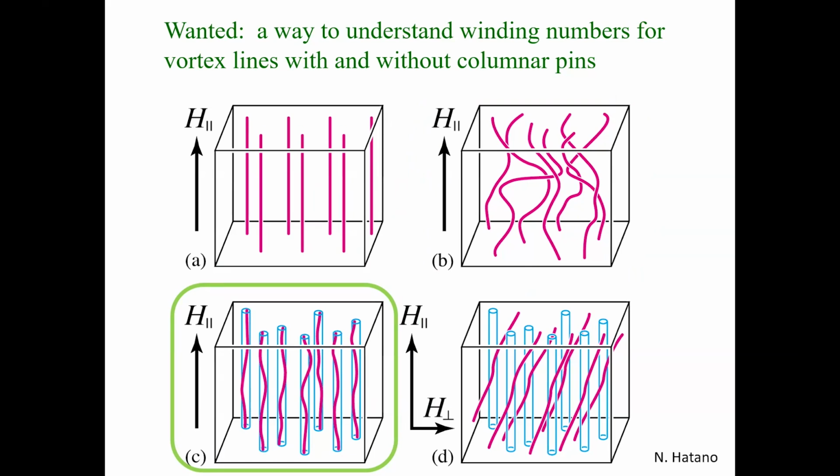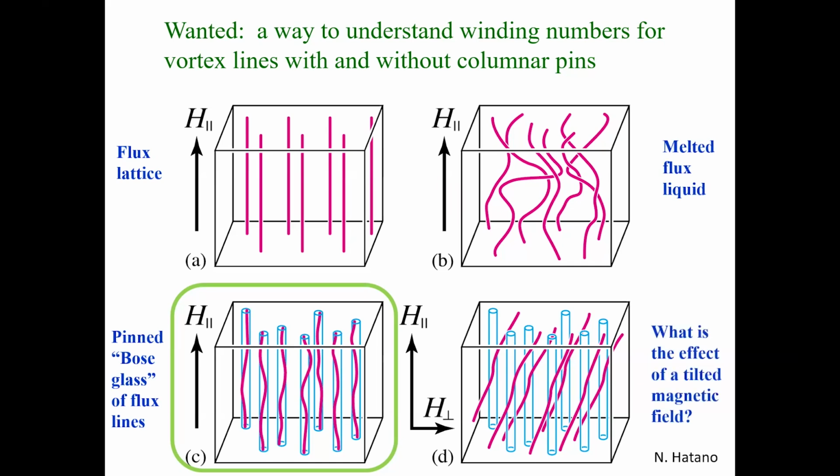You tilt enough, though, you can pull them away and now have a forest of columnar pins with a tilted, wiggly forest of essentially polymer nematic in the form of these vortex lines. So there's a flux lattice, there's a multi-flux liquid, and we want to understand what is going on here and how does it affect those windings.